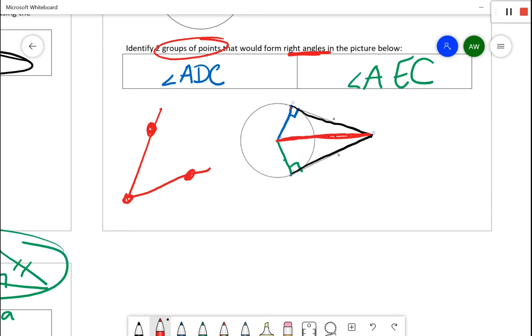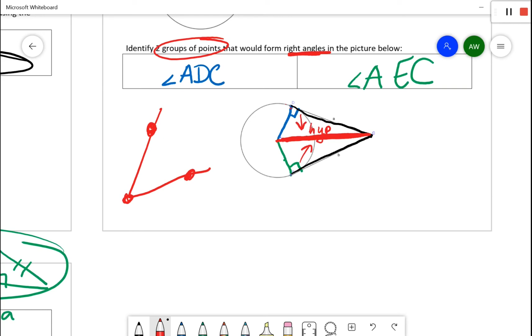Now, if we have a shared side, which means that this side is in both the top triangle and the bottom triangle, that side's going to be the same length in both cases. So that means that this red line is telling us that the hypotenuse of both of these triangles is the same. Now I know that this is the hypotenuse because it's across from the right angle in both situations, right? So this is the hypotenuse. I know that these are both right triangles. I know they have the same hypotenuse.